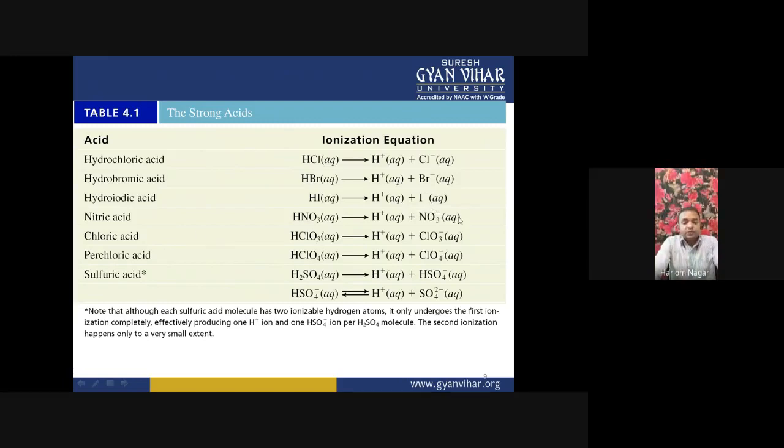Nitric acid gives H plus and NO3 minus. Chloric acid, HClO3, gives H plus and ClO3 minus. Perchloric acid, HClO4 aqueous, is dissociated into the H plus ion and ClO4 minus ion. Like this, sulfuric acid is dissociated into H plus ion and HSO4 minus ions.